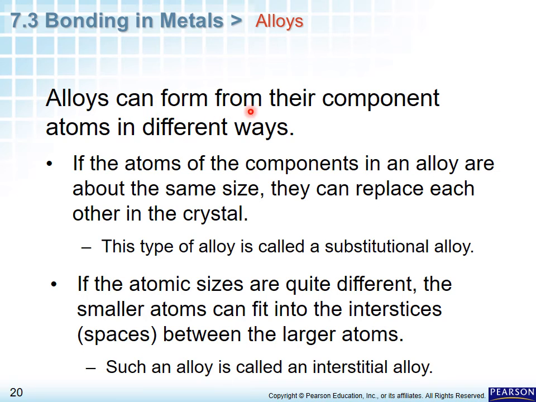Now, alloys can form from their component atoms in different ways. There are two kinds of alloys. If the atoms of the components in an alloy are about the same size, remember, the components are the same size, they can replace each other in the crystal. This type of alloy is called a substitutional alloy. And if the atomic sizes are quite different, the smaller atoms can fit into the interstice spaces. Interstice means very small space between the large atoms. Such an alloy is called an interstitial alloy.